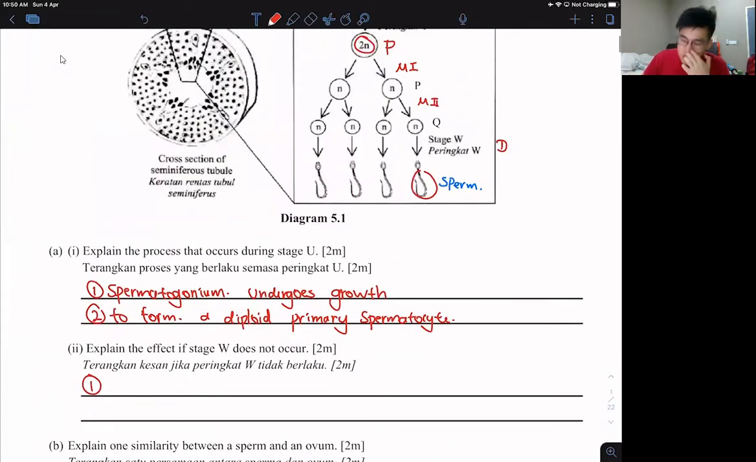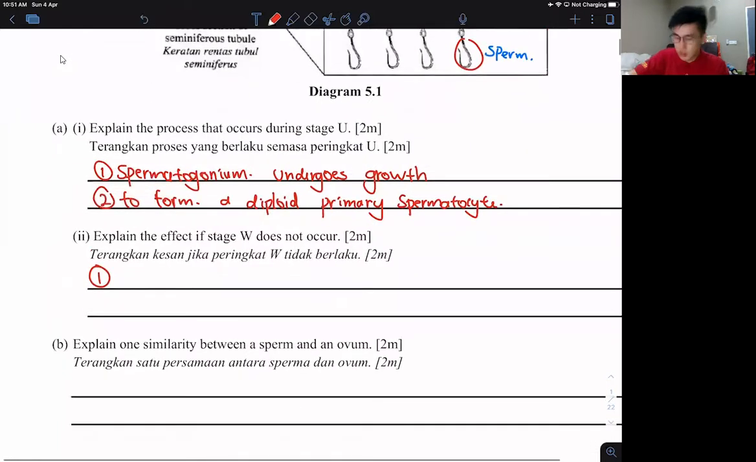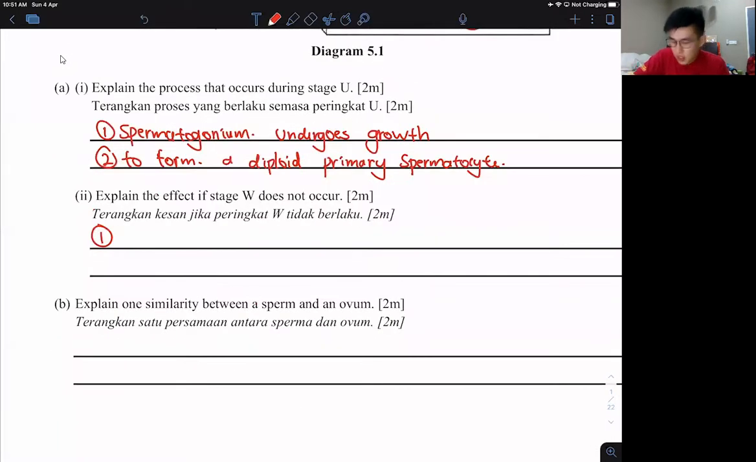If no differentiation, just now I told you, differentiation is to form what? No differentiation, obviously I cannot form tail. And then the sperm cannot move, cannot propel towards the ovum. So these are the 2 points. You can say if differentiation doesn't occur, tail of sperm is unable to form. So the sperm is unable to propel towards ovum.